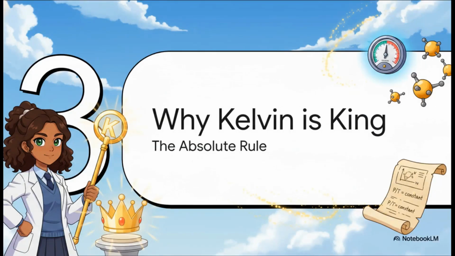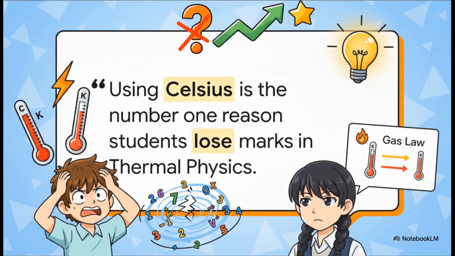Which brings us to section 3, why Kelvin is absolute king. Listen, before we plug a single number into an equation, we have to establish the ground rules of the math. Using Celsius is the #1 reason students lose marks in thermal physics. I am dead serious about this. It is the ultimate exam trap.